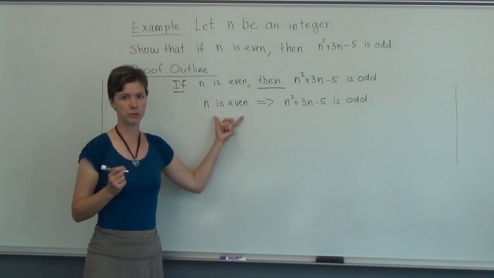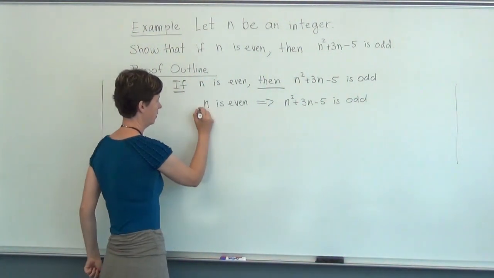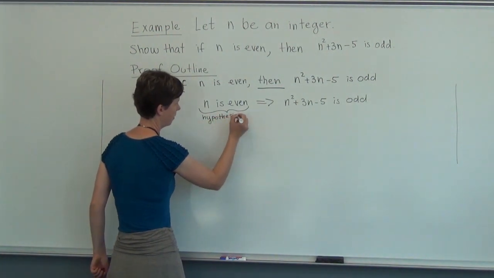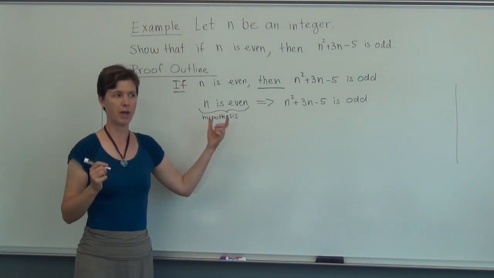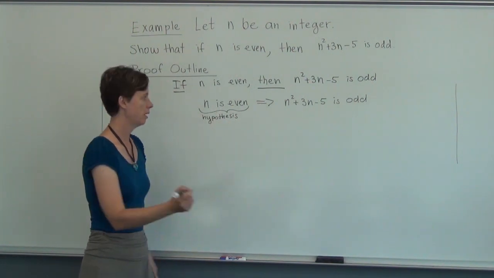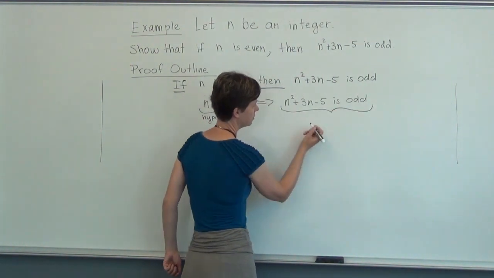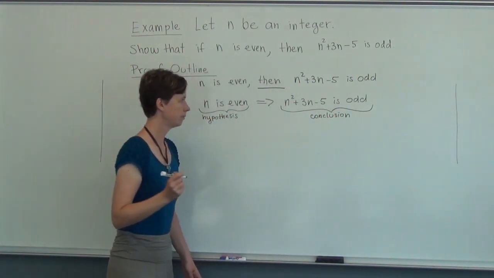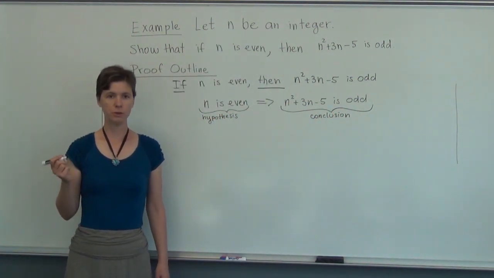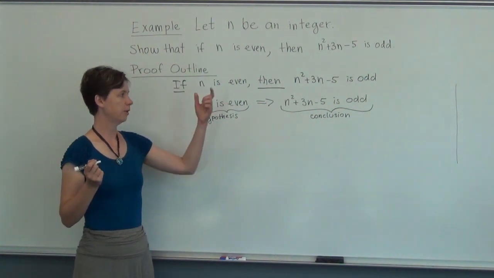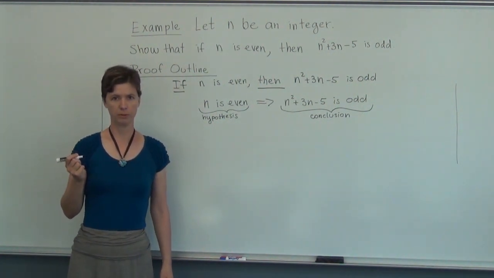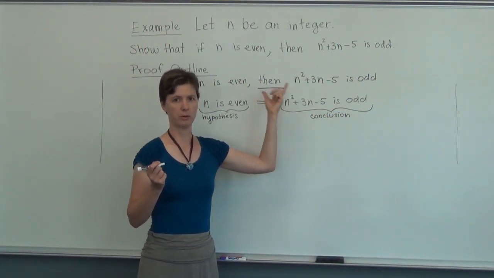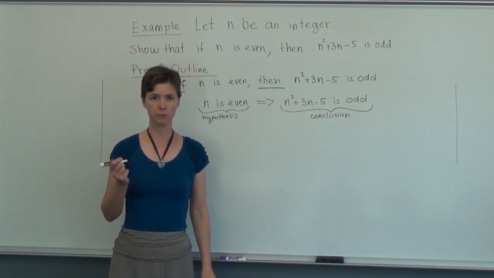This part of the if-then statement is called a hypothesis. This is what we're assuming to be true as we're going through our proof. This part of the statement is called the conclusion. So what do we have to do to prove that this statement is true? We'll assume this and show that this follows from our original assumption. This is called a direct proof.